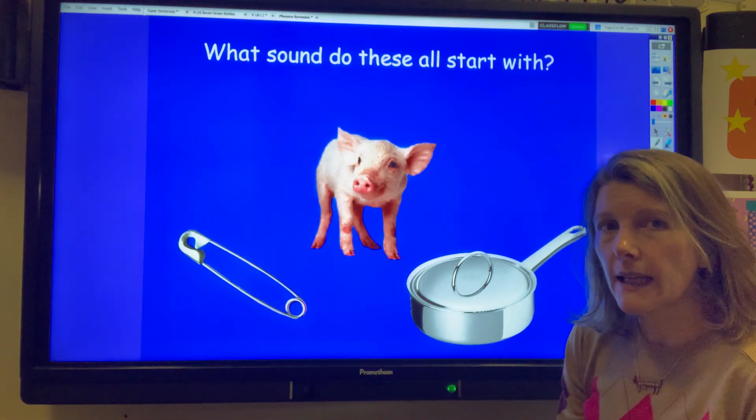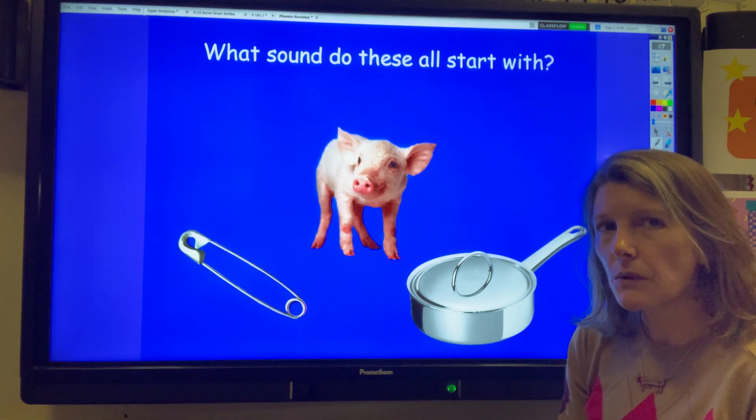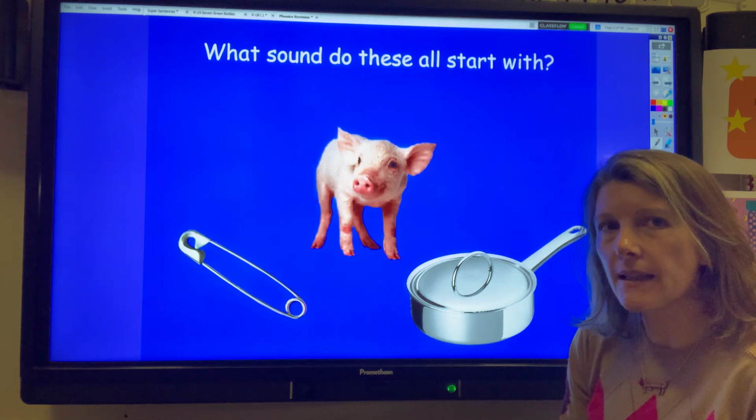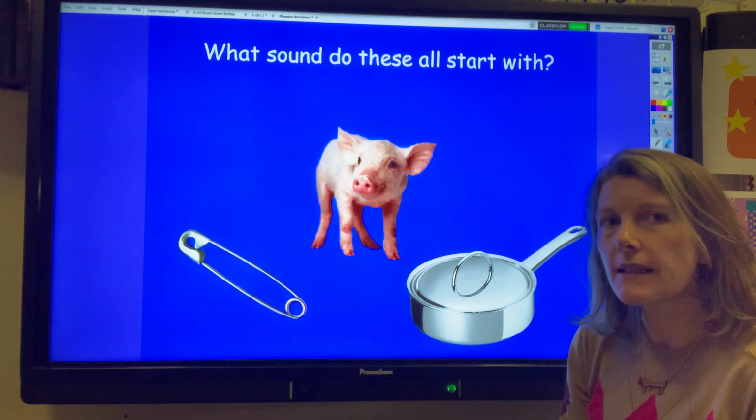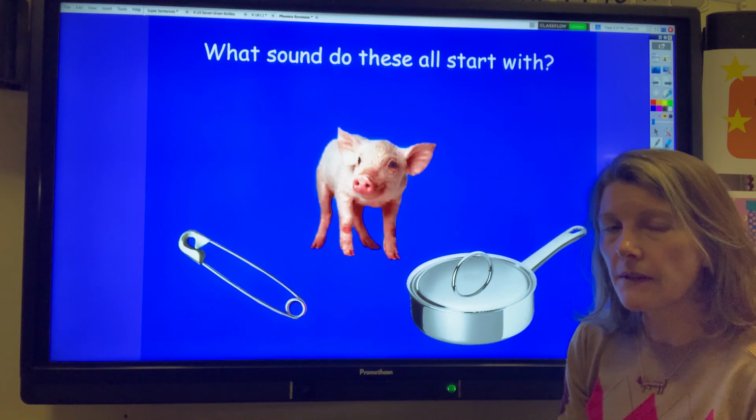So say those all aloud and see if you can hear which phoneme is at the beginning of all of those sounds. A pin, a pig and a pan. When you think you know it, write down the grapheme on your piece of paper.